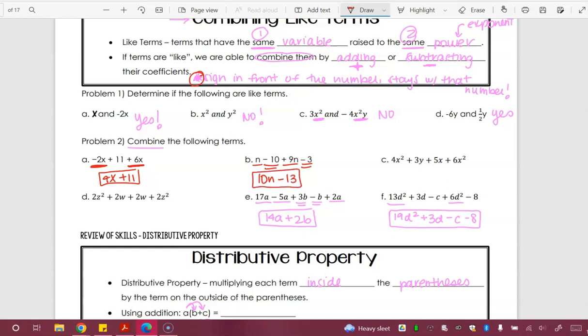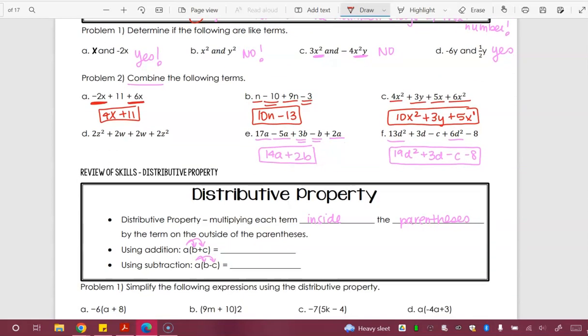Okay, let's check out C. I'm looking for like terms. I've got 4x squared and 6x squared. So I'm going to add them because of that positive 6x squared. So that gives me 10x squared. And then I've got a 3y. That's the only 3y. And then this 5x is the only 5x. That's my fully simplified expression. Remember, this 5x and the 10x squared, they're not like terms because they don't have the same exponent. One has a 2 as the exponent, and this one has a 1 as the exponent. If you don't see an exponent, we know it's a 1.